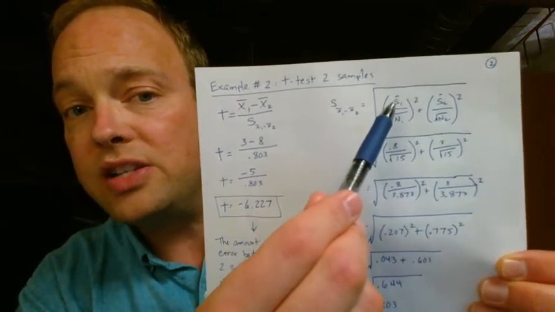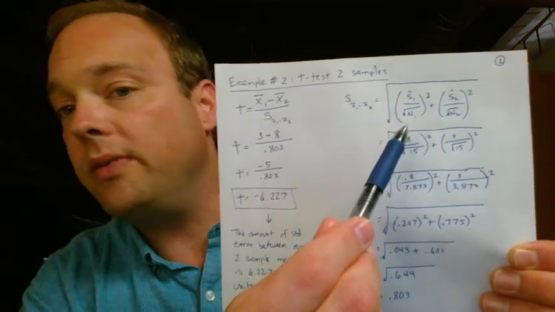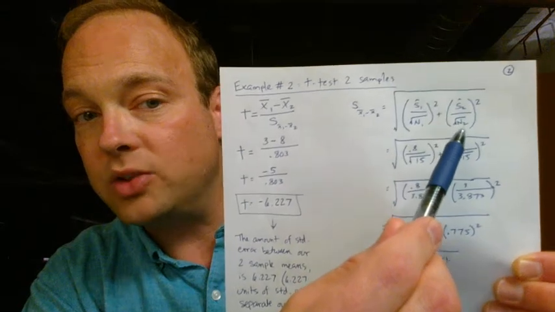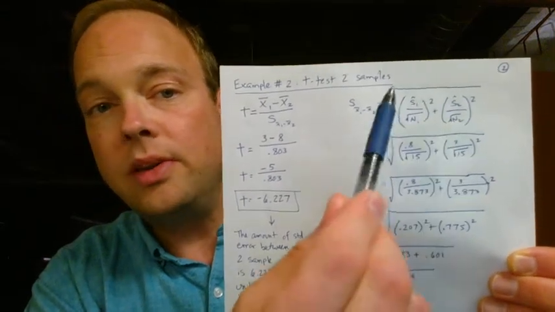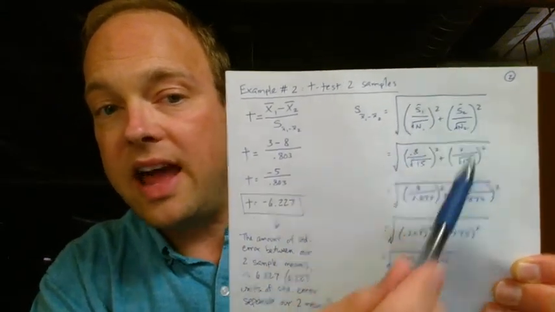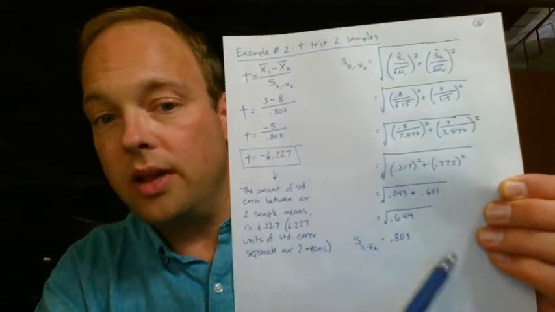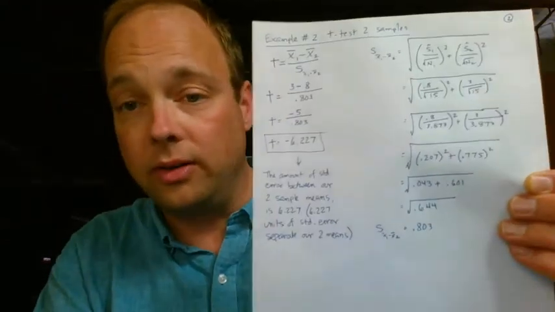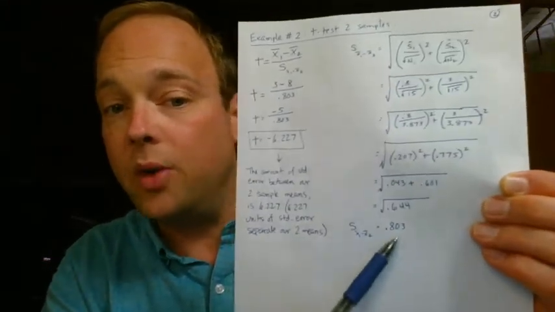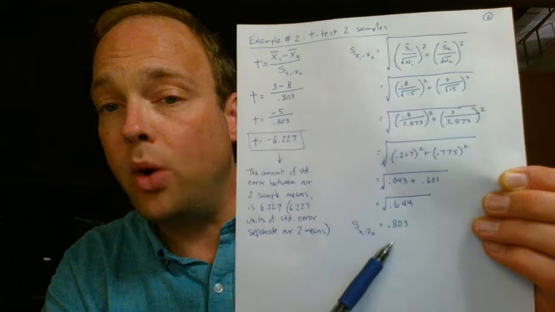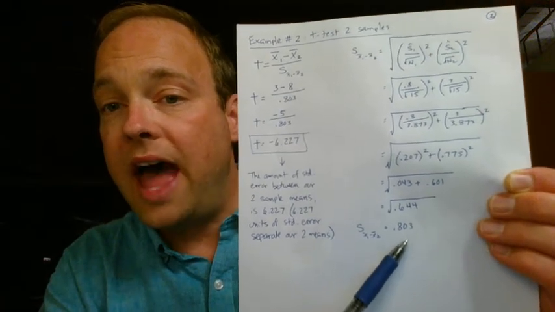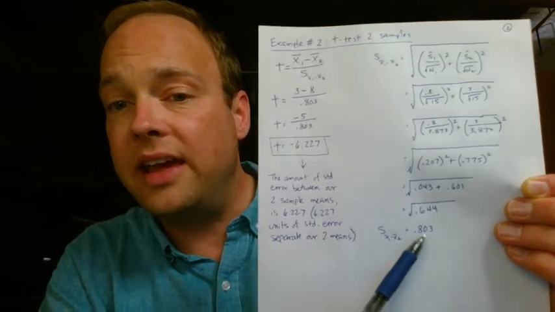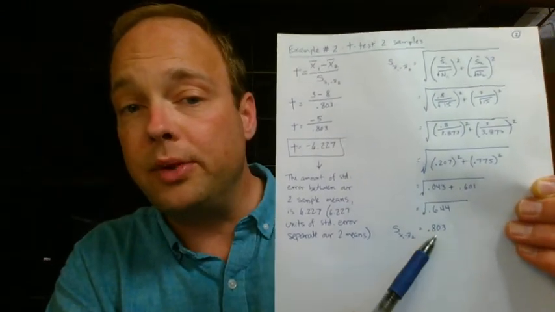I followed the order of operations and simply plugged in the numbers where they needed to be. The standard deviation for sample 1 divided by the square root of sample size 1. The standard deviation for sample 2 divided by the square root of n for sample 2. Squared each value, added it together, took the square root. Long story short, literally, that's a long math story, I came up with a value of 0.803. That number is the standard error of the difference. That number is the standard error for the two samples together.